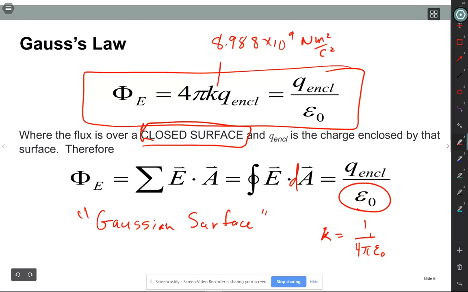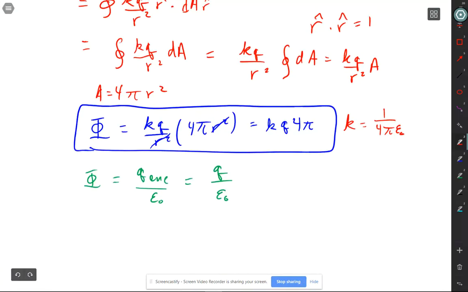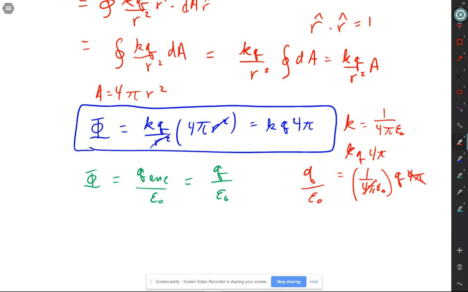I wrote it wrong there because I wasn't thinking. So K is 1 over 4 pi epsilon 0, which means that KQ 4 pi is equal to 1 over 4 pi epsilon 0 times Q 4 pi. Cancel those 4 pi's, and that's equal to Q over epsilon 0. So for this simple problem, we could run it from both sides. We had everything in duplicate, really. But that shows us what we have with Gauss's law.